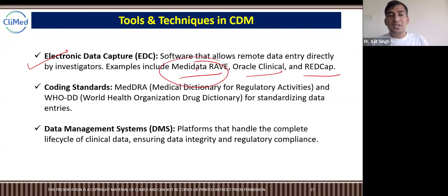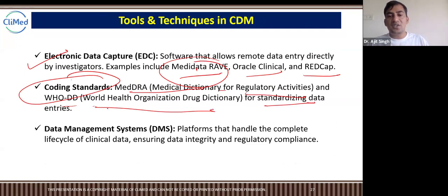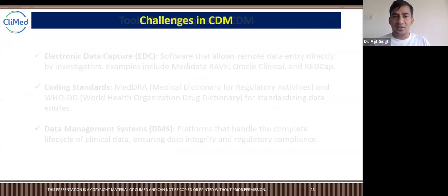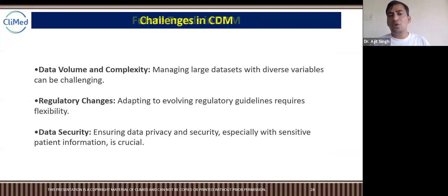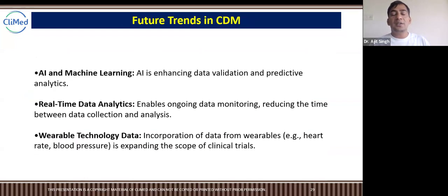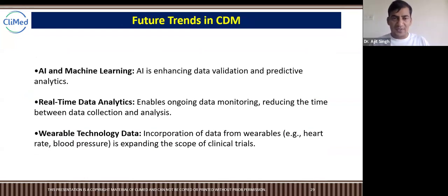These are the data captures where they collect the data, where they create the EDCs, the case report forms, and in that only the data is entered. Then there are some coding standards like MedDRA, Medical Dictionary for Regulatory Activities, or WHO DD, World Health Organization Drug Dictionary, for standardizing the data, or maybe the data management systems are there for different data collection and data security. There are some challenges also. So everything you will be getting in this CDM course as well.